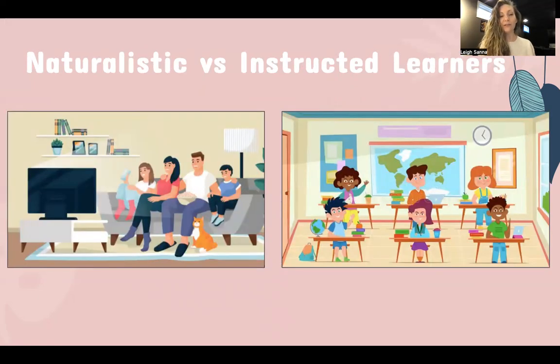Here I've pulled a couple of pictures to help describe a little better what naturalistic and instructed learners or learning can look like. I'm going to refer back to the text here too. Naturalistic environments can be with families, watching TV, listening to music. They can just be multicultural neighborhoods, schools, friends in your class or in the cafeteria that you talk to.